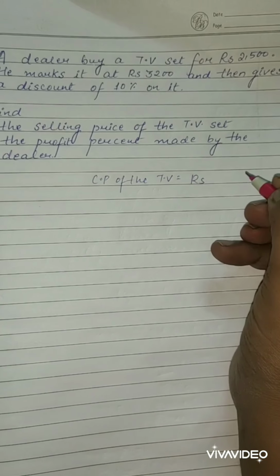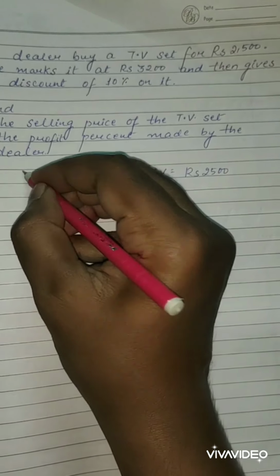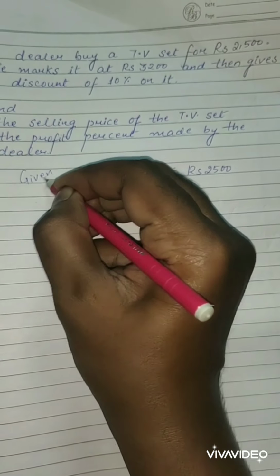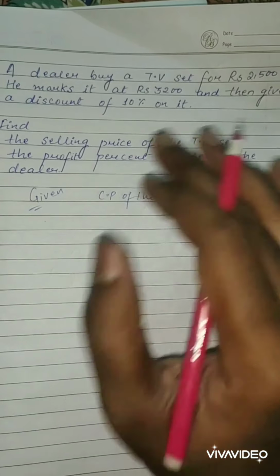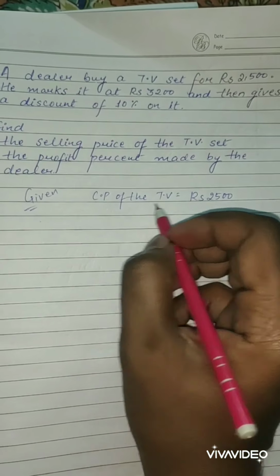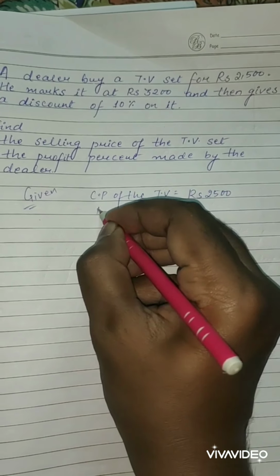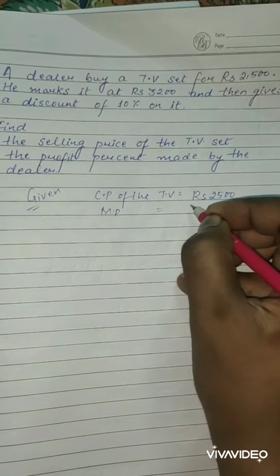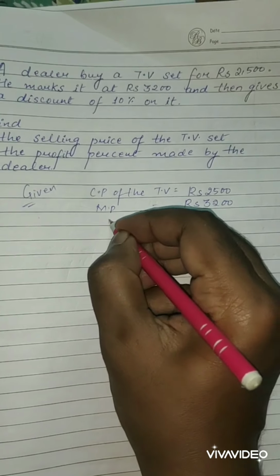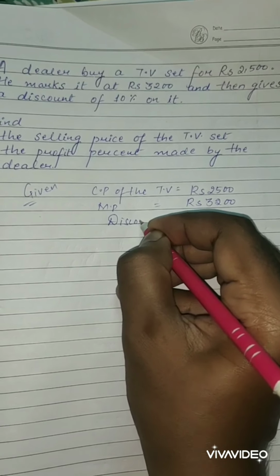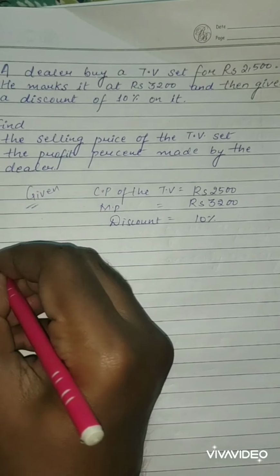It is much better to write first the things that are given in the question. It is the basic step to solve any question. Okay, so the CP of the TV is rupees 2500. Mark price is rupees 3200. Discount is 10%.